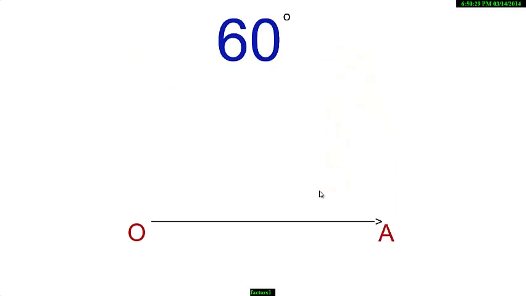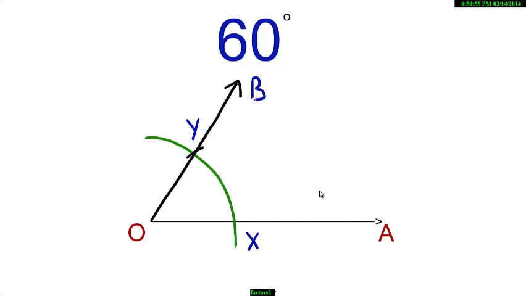To construct an angle of 60 degrees, you will find a ray OA drawn on your lab observation sheet. Now, with O as center and a suitable radius, cut an arc to meet OA at X. With X as center and the same radius, cut the previous arc at Y. Join OY and extend to B. Use your standard angle of 120 degrees to measure the angle AOB. Is angle AOB equal to 60 degrees?